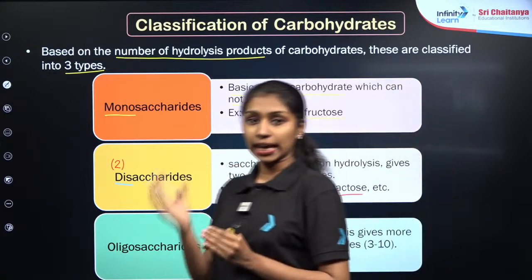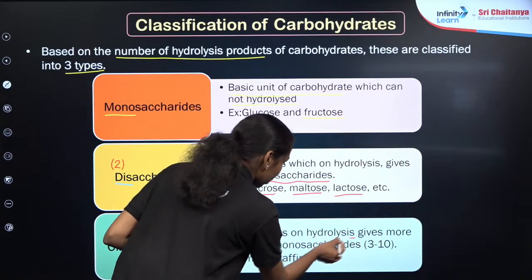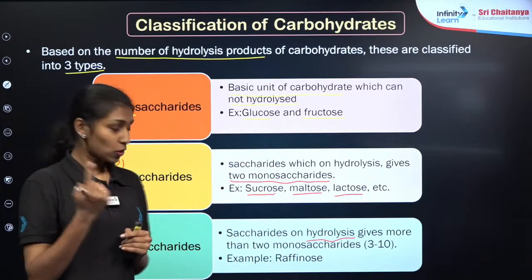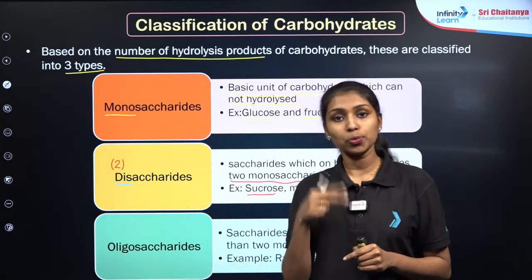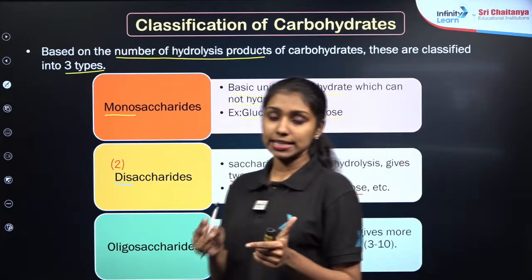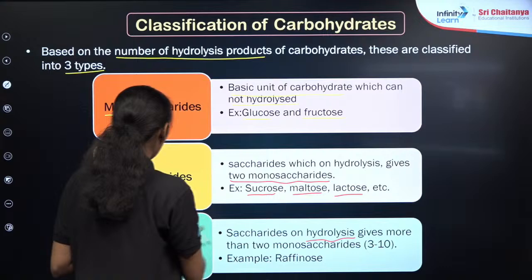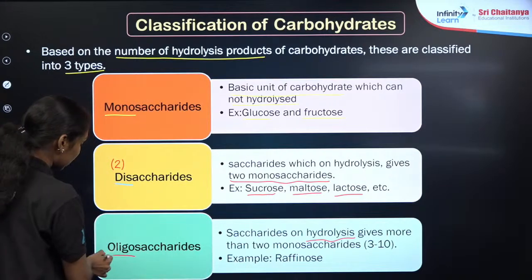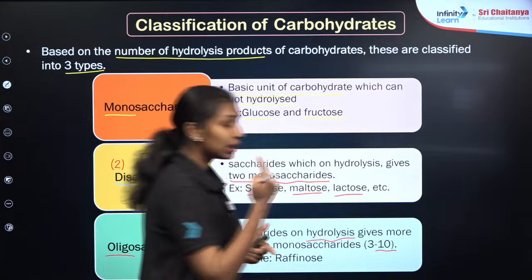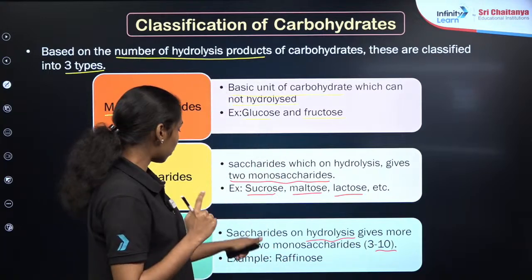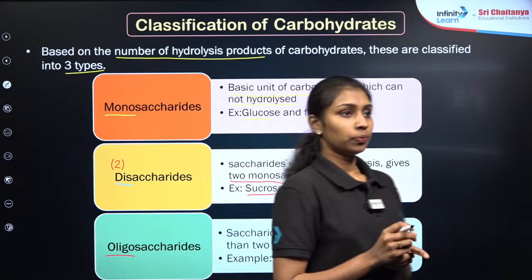Oligosaccharides, which means that whenever they undergo hydrolysis, they will form more than 2 monosaccharides. If they form 2 monosaccharides, we call them disaccharides. If they form more than 2 monosaccharides, they are known as oligosaccharides. Clear? You can say that 3 to 10 monosaccharides are formed on hydrolysis of oligosaccharides, right? Clear?